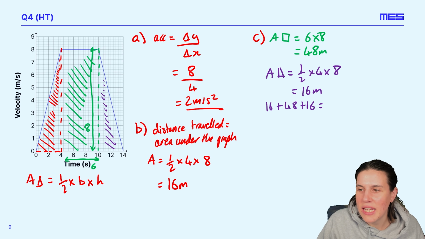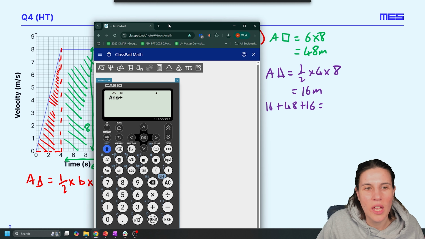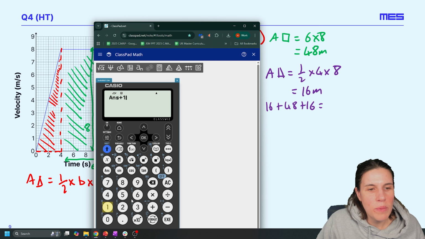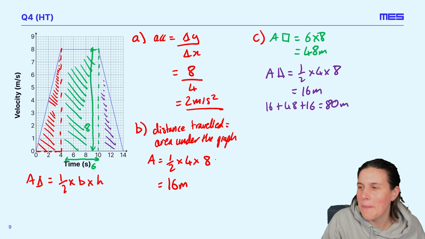So on my calculator, I can actually just now press plus, and it will take my previous answer, which is the 48, plus 16 plus 16, and I get an answer of 80. So the total distance travelled is 80 meters.